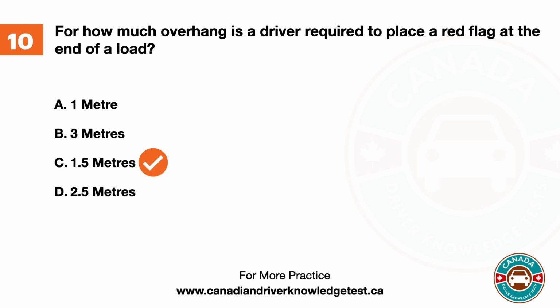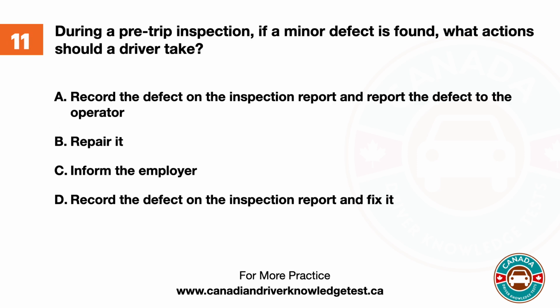Question 11. During a pre-trip inspection, if a minor defect is found, what actions should a driver take? A. Record the defect on the inspection report and report the defect to the operator. B. Repair it. C. Inform the employer. D. Record the defect on the inspection report and fix it. The answer is A. Record the defect on the inspection report and report the defect to the operator.